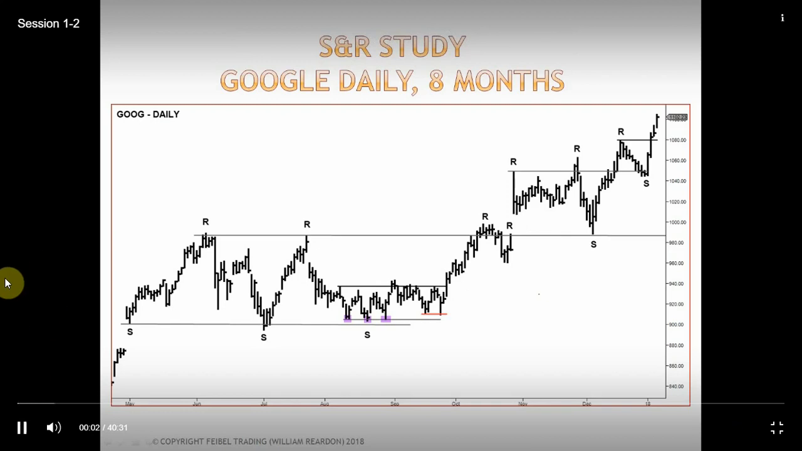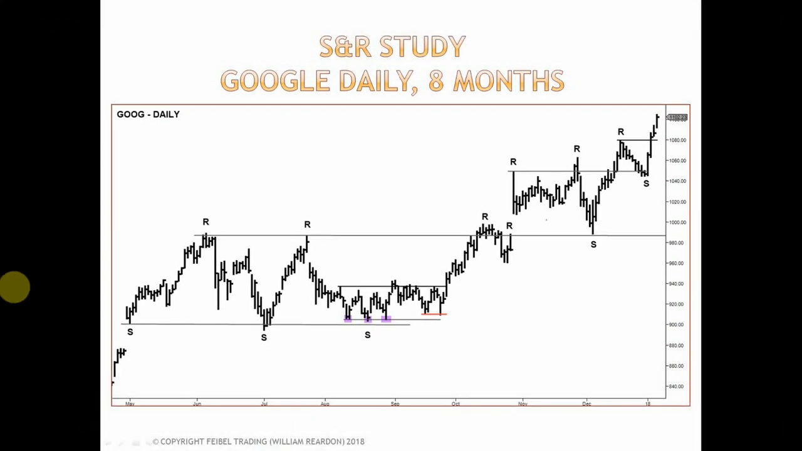Support and resistance study, Google daily time frame, that spans over 8 months. So we gap up here, which is strength. Okay, then we drive up. As we drive up, support will be drawn. Okay, then as we react, as we come down from here, resistance would be drawn.